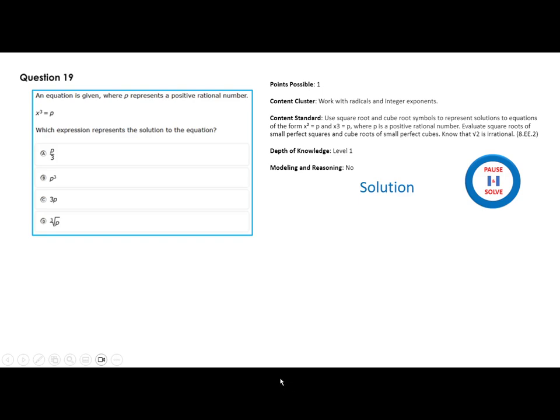An expression is given where p represents a positive rational number. x cubed is equal to p. Which expression represents the solution to the equation? This is a very simple question. The answer will be cube root of p. If x squared equals q, then x will be square root of q. Okay? Now here you have x cubed equals q, so x equals cube root of q.